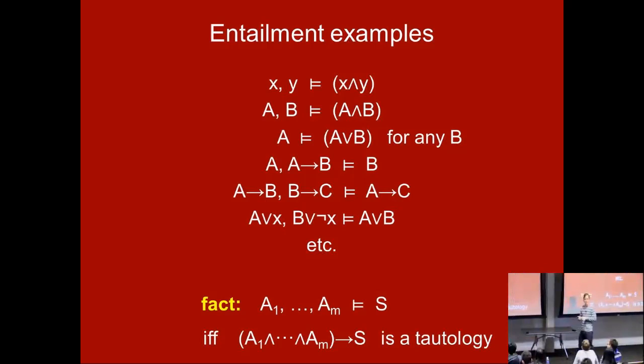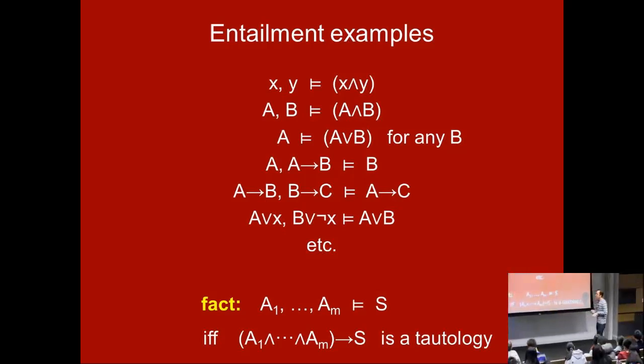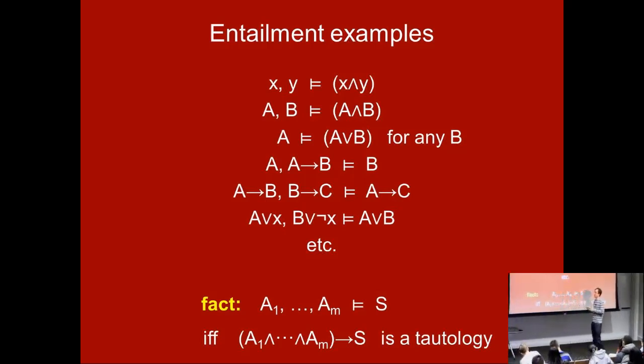The good thing about entailment is it doesn't really introduce a new technical concept. Because what does it mean for A1 through AM to entail S? It just, by definition, means whenever all the A's are true, S is also true. It's the same as saying that this statement is true: the and of all the axioms implies S is a tautology. Okay, any questions about that? So for example, if you want to check in some complicated situation if some formulas entail another formula, it's the same as checking this thing being a tautology.